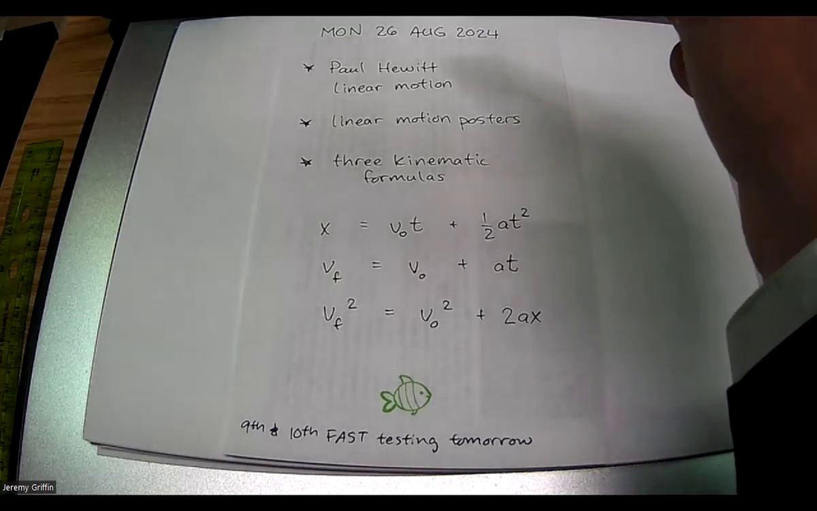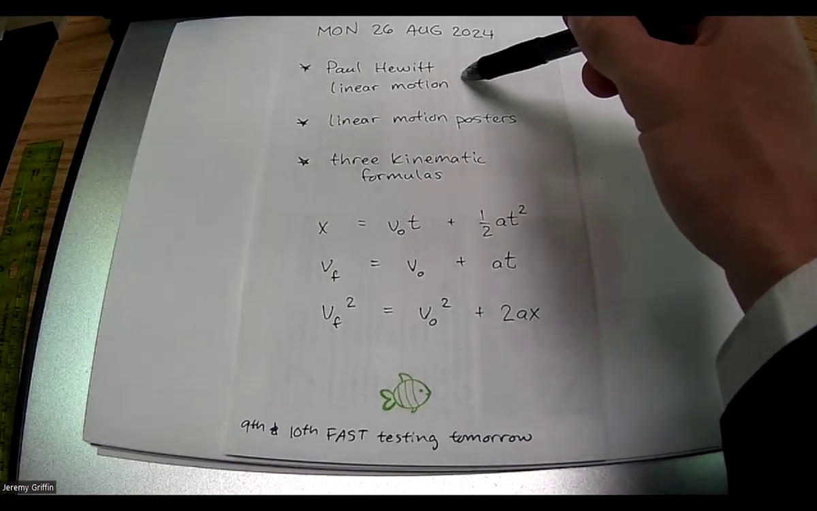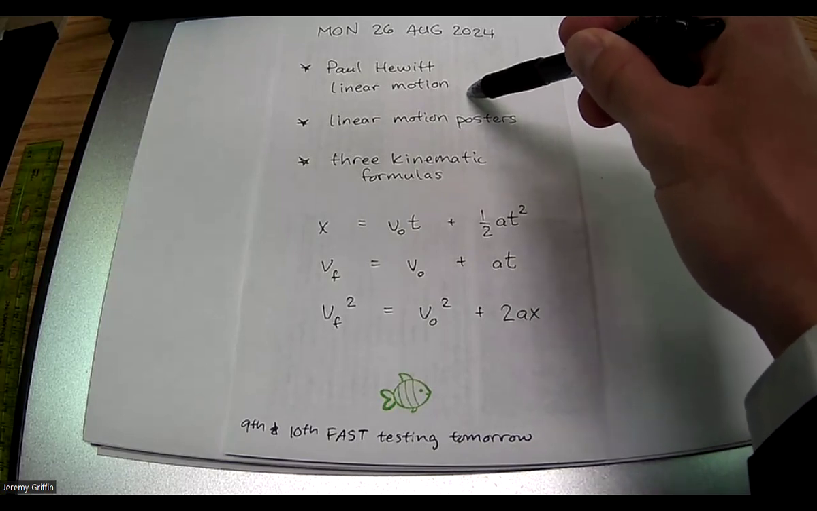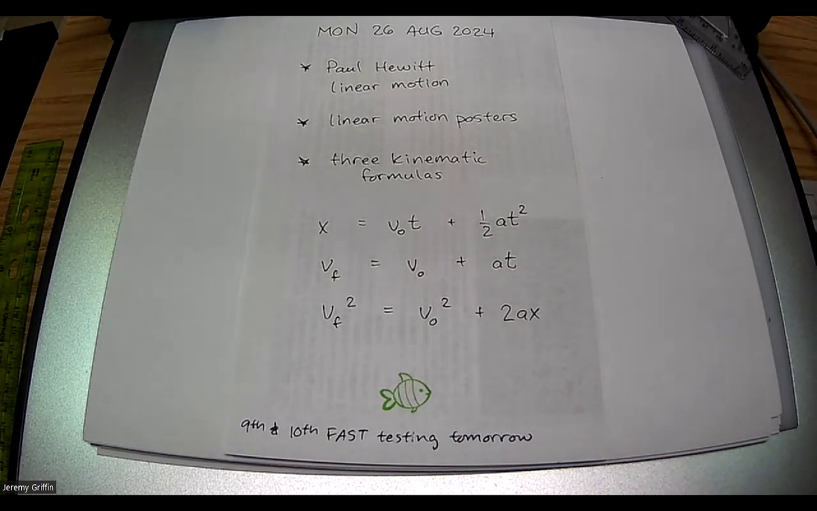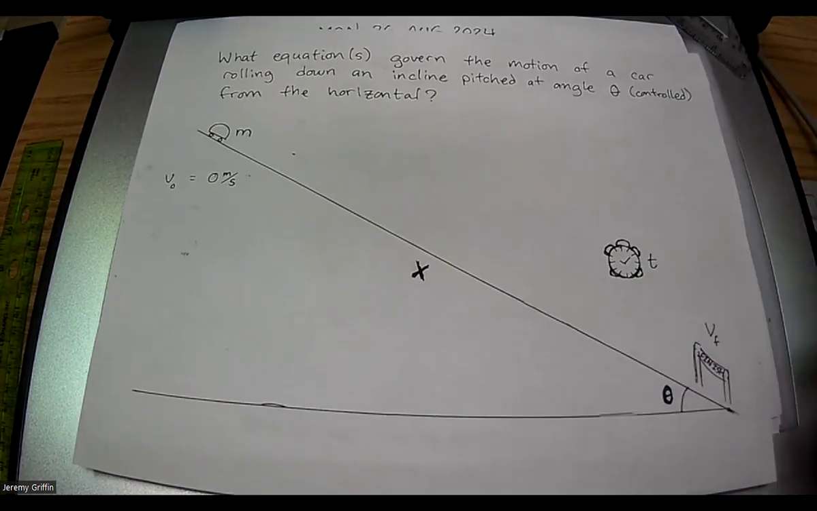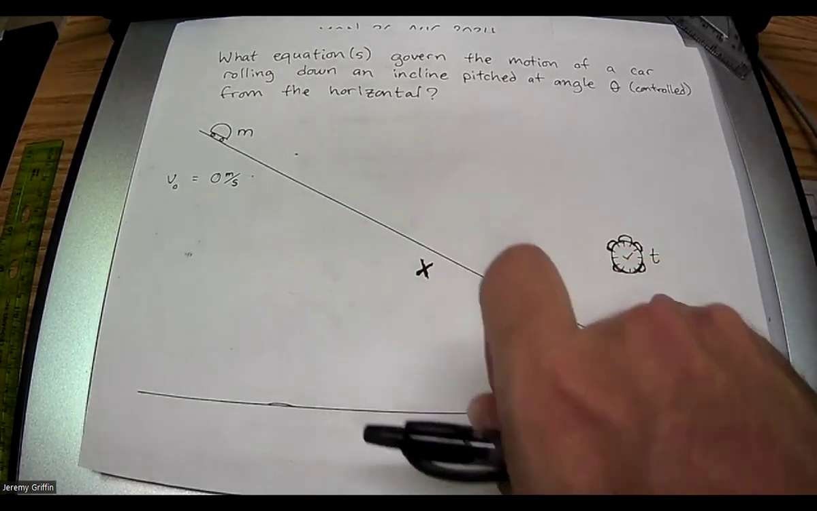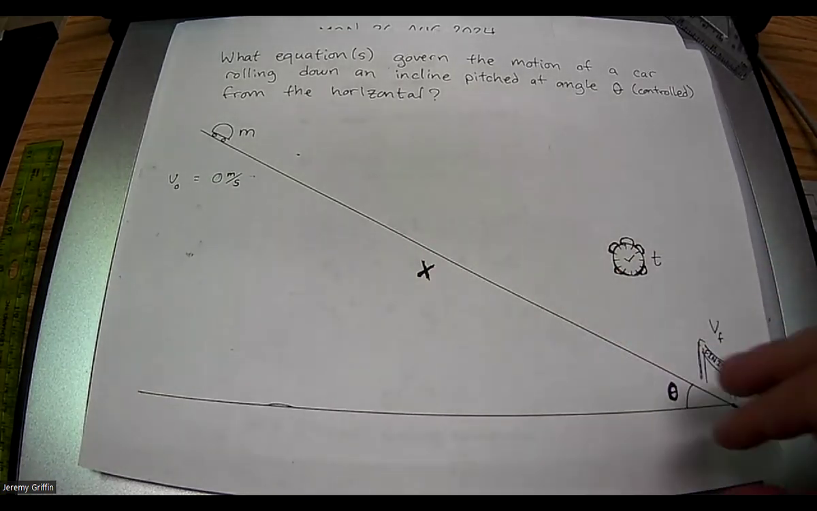All right, I have some videos for you guys with Paul Hewitt. He's going to take you through linear motion and derive a few little equations. Remember, you're trying to figure out the relationships between, say, how far the car rolled, how much time, and how fast it's moving at the end. Maybe questions like that.